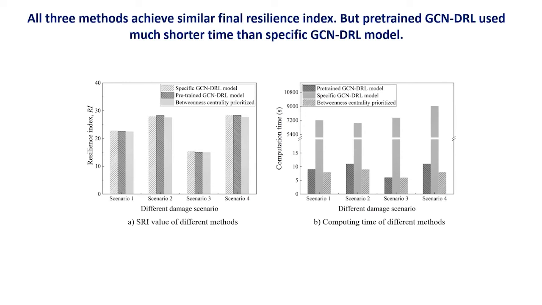However, if we look at the computing time of these methods, we can see the specific graph convolutional neural network model always takes more than 2 hours to finish the training. However, for the pre-trained model and the betweenness centrality model, we only need a few seconds. This is a huge benefit of this framework, because it can be trained before the hazard happens and the model can be used for decision making after the damage situation happens.